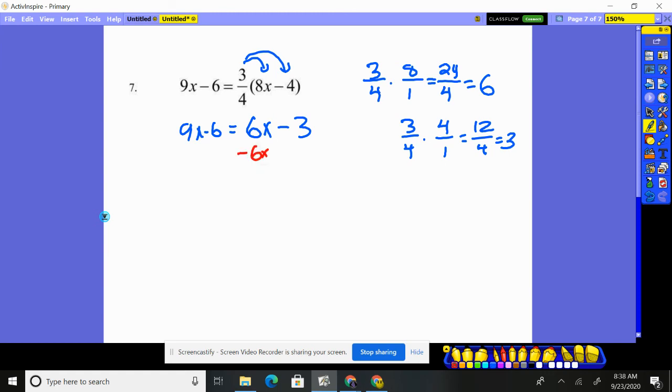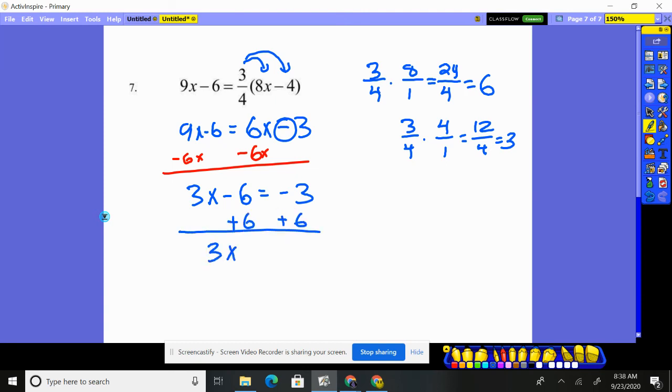Move our 6x over. We get 3x, take away 6 equals negative 3. Again, don't forget to pay attention to what's in front. I now move my 6 over. 3x equals a positive 3. Get rid of multiplying by 3 by dividing by 3. X is 1 in this problem. All right, there's problems 1 through 7.